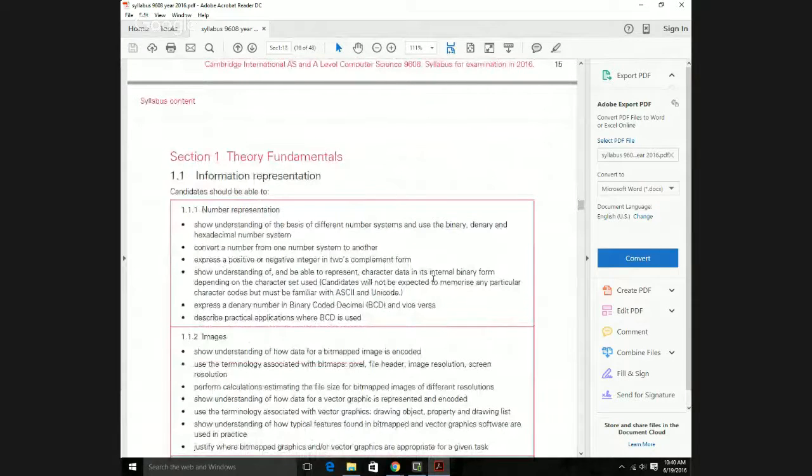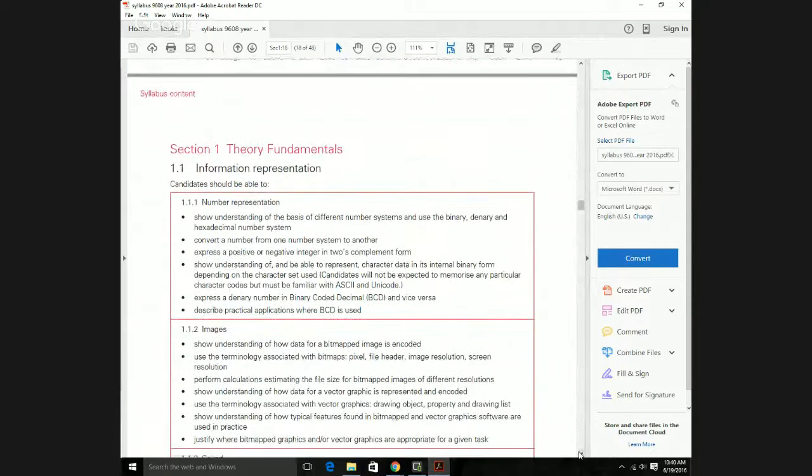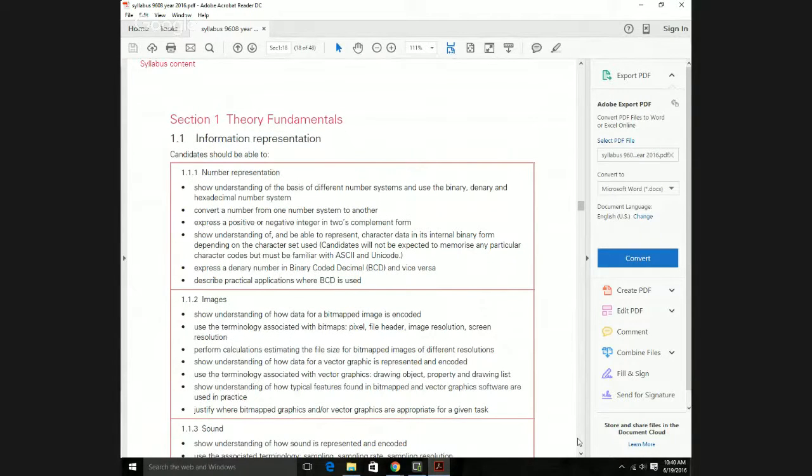So here we go, number representation. Just like we have done in O level, if you have done O level with 2210 or 7010, the old syllabus code, you may have done binary to decimal, decimal to binary, binary to hexadecimal, hexadecimal to binary, and decimal to hex and hexadecimal to decimal conversions. Those conversions are important. And then the new thing in AS is the ones and twos complement.